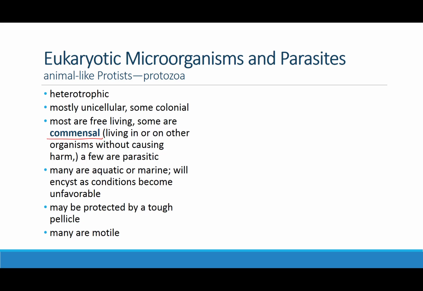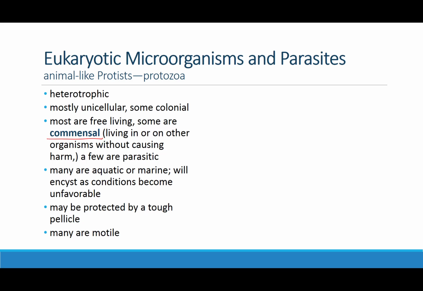So most are free living, but some of them are living with and around other organisms. Many of them are either aquatic, so freshwater, or marine, that's saltwater. And as conditions become unfavorable, so as things get really cold or as the little pond that they're in begins to dry up, then they may encyst, so they may form into a resistant structure called a cyst, and that will help them to survive that dry time or the cold time, and then they break out of their cyst and continue living once conditions become more appropriate.